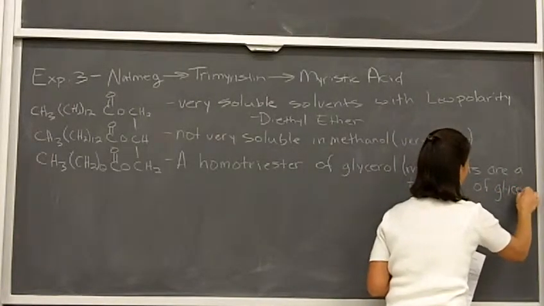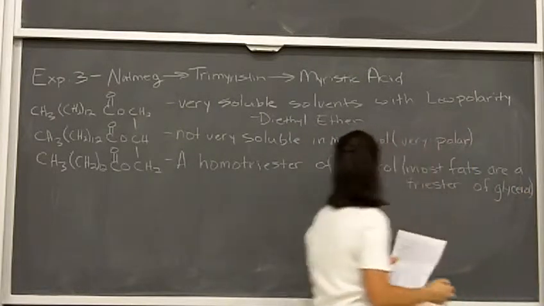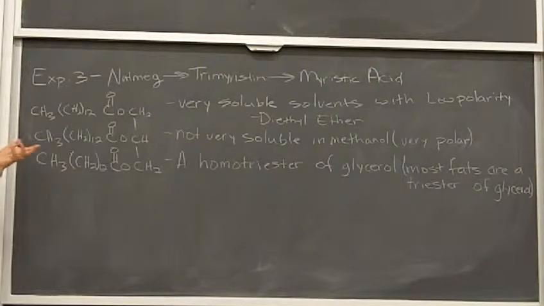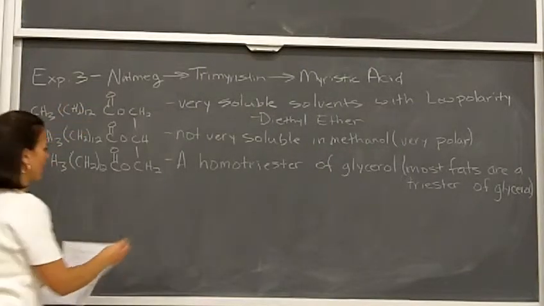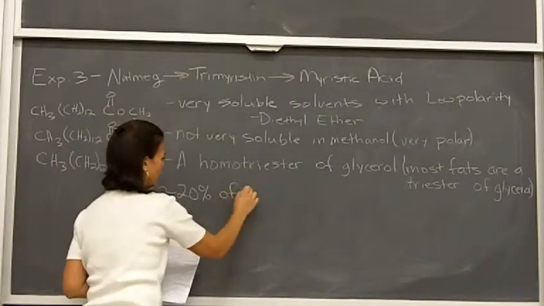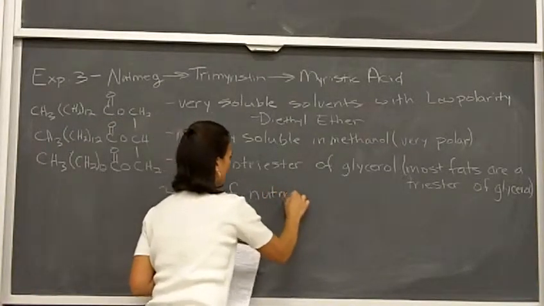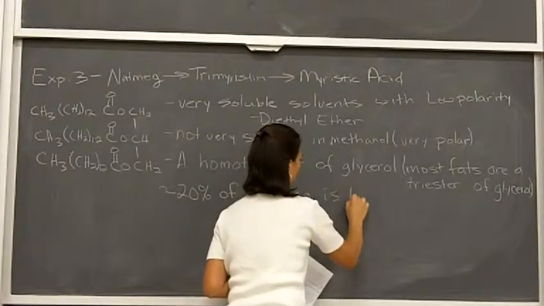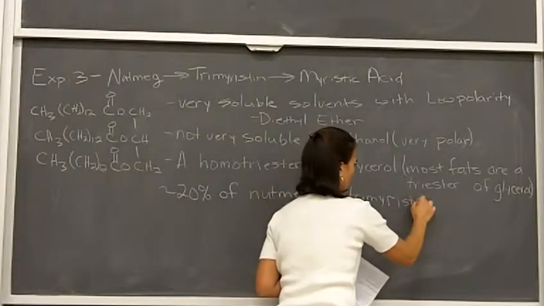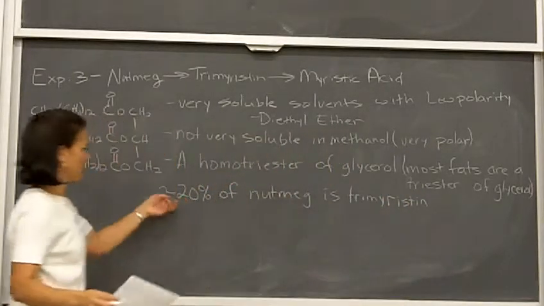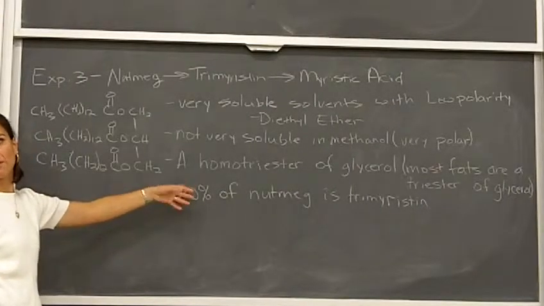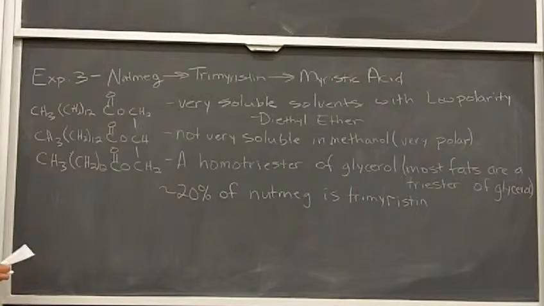Going to be extracting this fat out of the nutmeg. So the nutmeg itself looks like it doesn't contain fat. It actually does, and about 20% or so of nutmeg is trimyristin. So kind of keep that number in the back of your mind, because we'll eventually need to calculate an extraction yield. So this is our ballpark of about how much should be coming from the nutmeg.